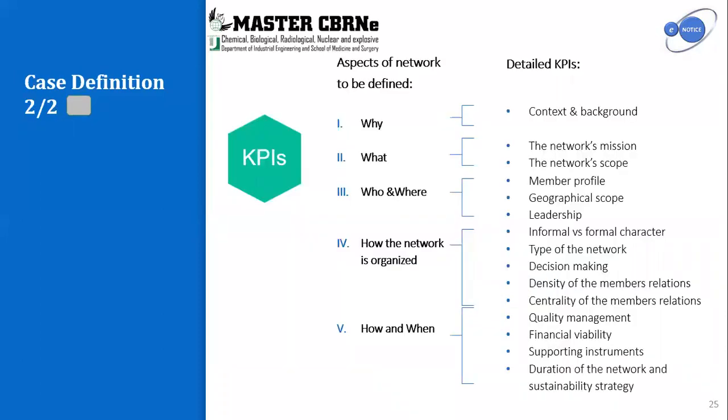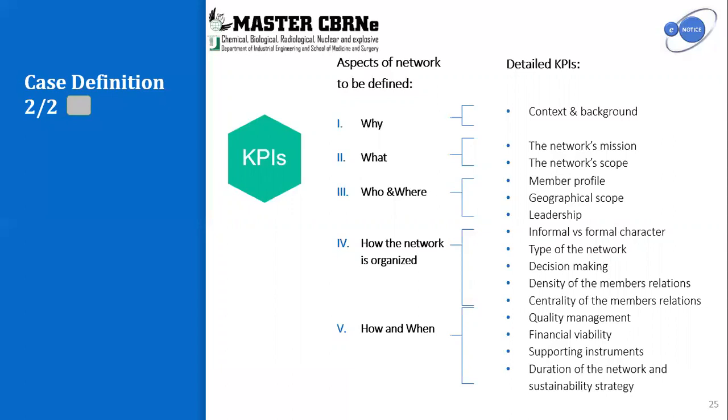The second part of the case definition, to get more in detail, was the definition of key performance indicators, and this was a particularly relevant activity that was performed in Work Package 2 and brought to the production of a specific deliverable, the deliverable dedicated to the identification of key performance indicators of the network.